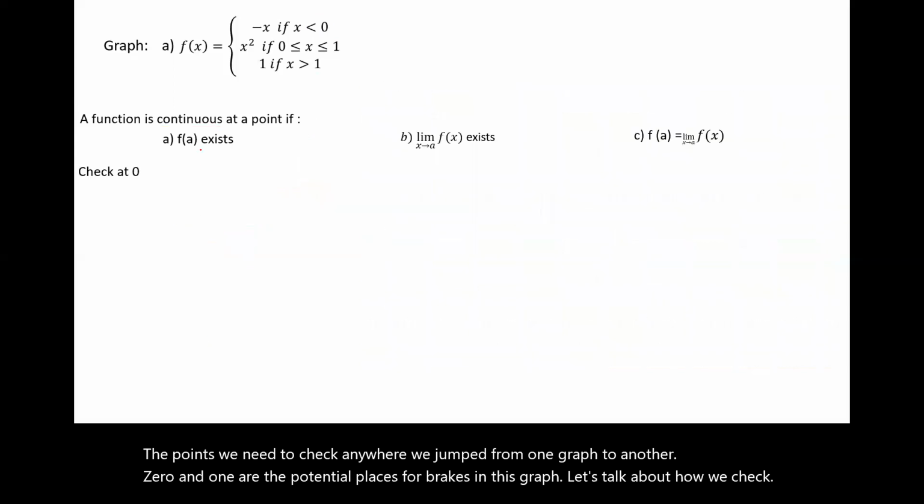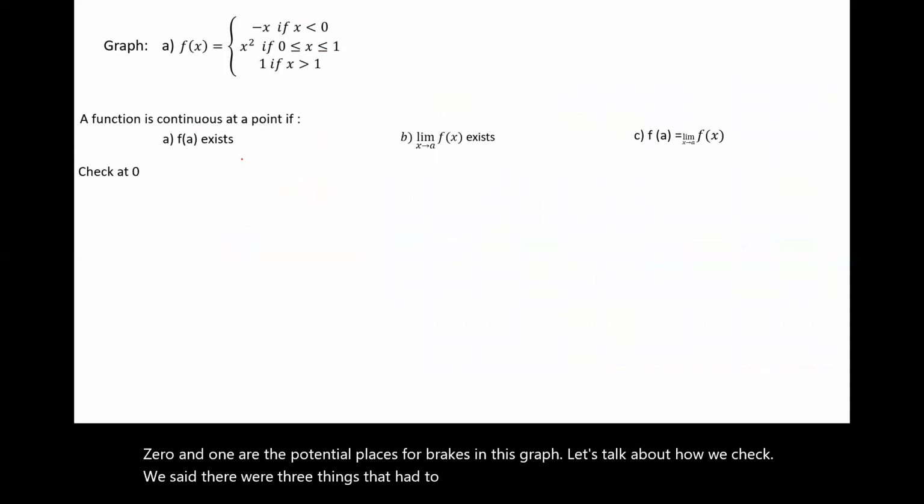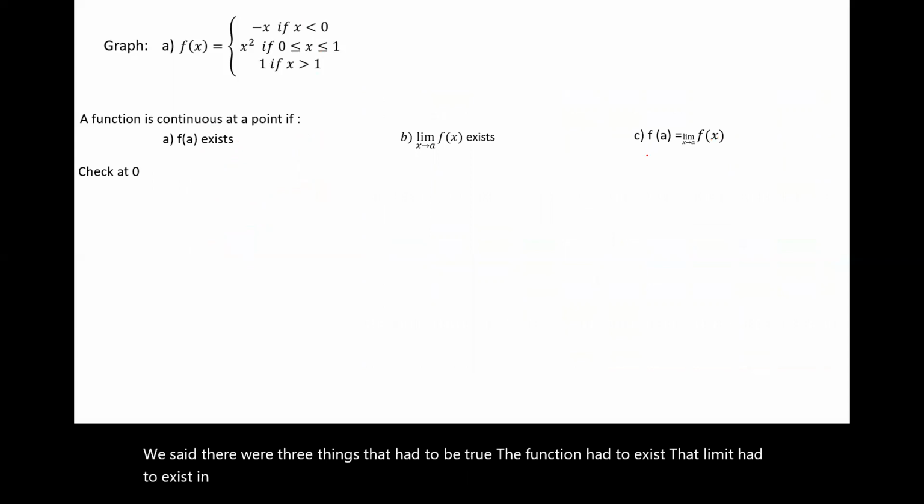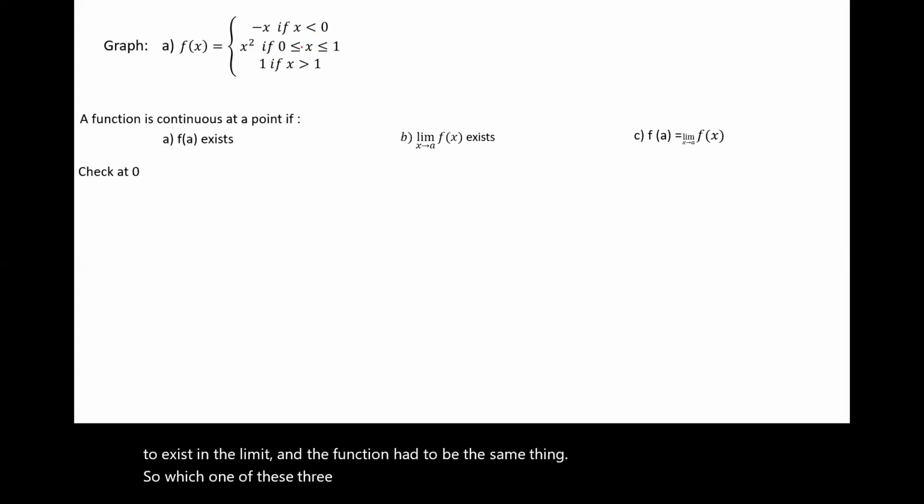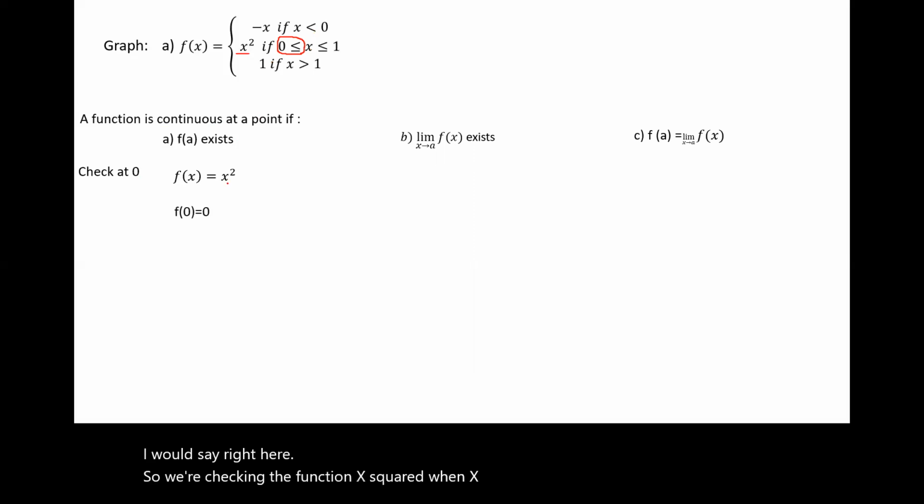We said there were three things that had to be true. The function had to exist, the limit had to exist, and the limit and the function had to be the same thing. So which one of these three has x actually equal to 0? I would say right here. So we're checking the function x squared when x is 0. Put in 0, and you get an answer of 0. So the function value exists and is 0.